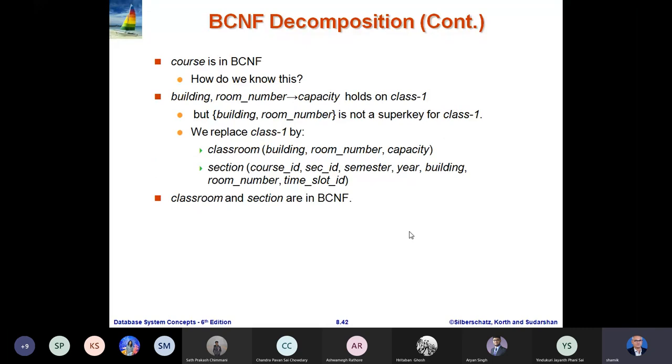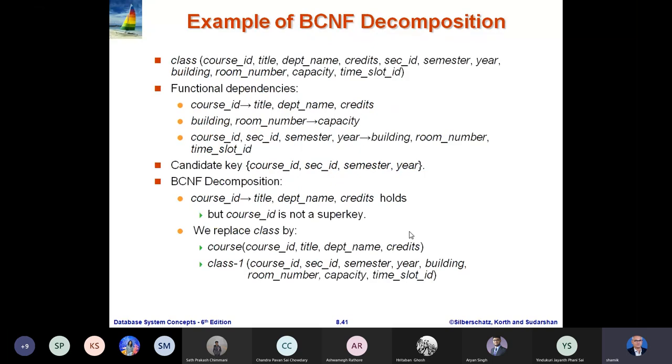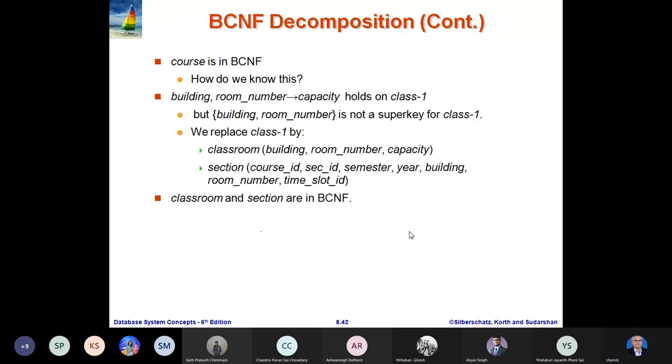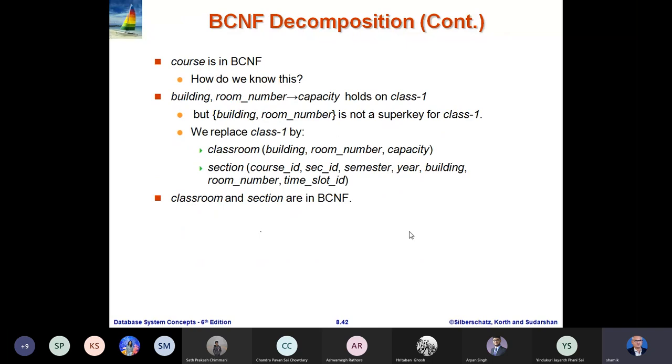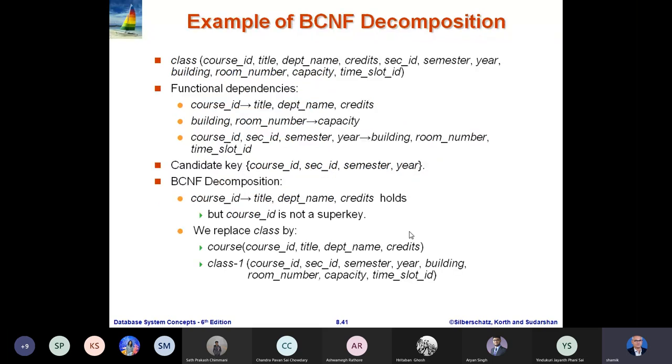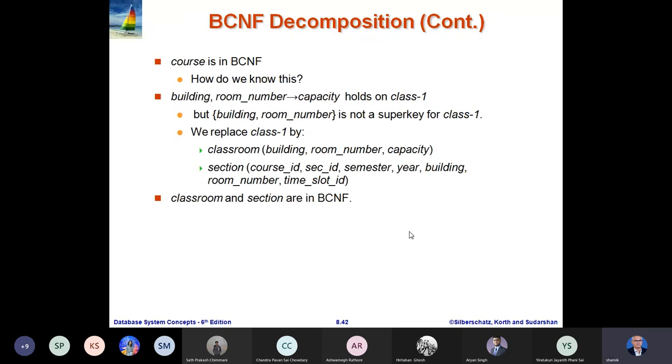So now I have to decompose class 1 into two, classroom and section. Classroom has building, room number, capacity. The only FD that holds there is building, room number to capacity, so classroom is in BCNF. Section has course ID, section ID, semester, year, building, room number, and time slot ID. Both of them are now in BCNF. Finally, what are the schemas in the final decomposition of the original class? We'll have one called course, one called classroom, and one called section.